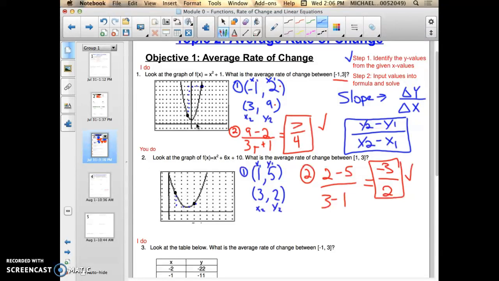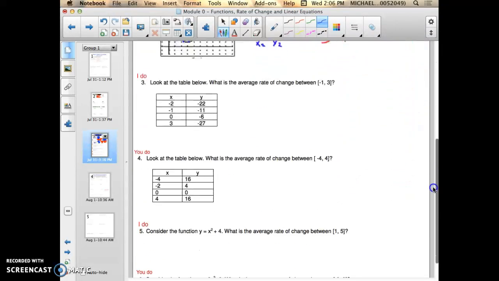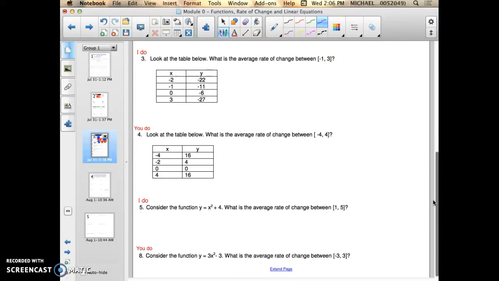All right, moving on. Average rate of change if given a table. So again, I'm going to do an example, then I'll have you try one on your own. Table is pretty straightforward as well.